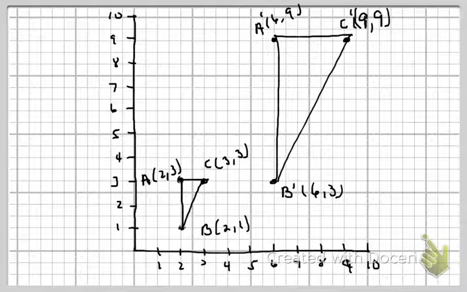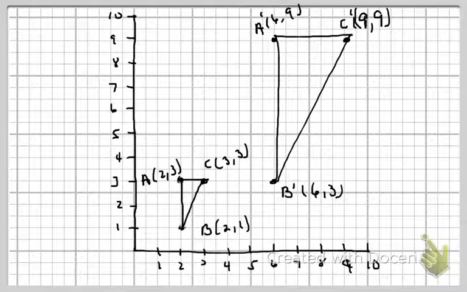Okay, in this video, we're comparing and contrasting the attributes of a shape and its dilation on a coordinate plane. Alright, so I have two similar shapes here. If you notice, I have triangle ABC, and then I have triangle A prime, B prime, C prime.